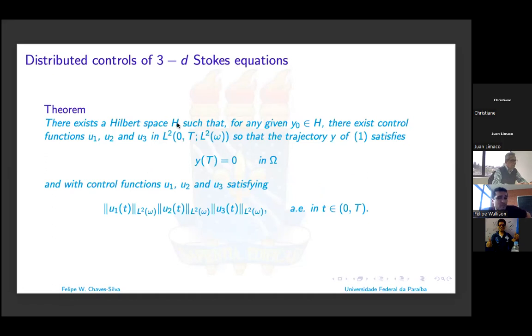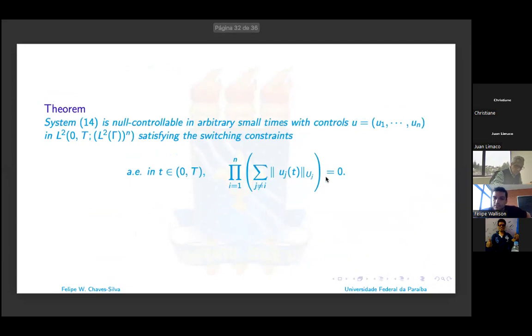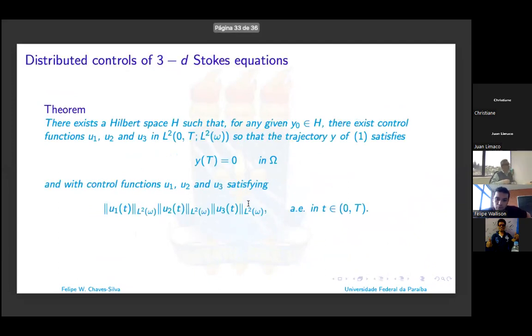There exists a Hilbert space. I don't want to specify which space H is, because you need to write this properly, but there exists a Hilbert space H such that for any initial data in that space, you can find controls. Here you can even forget U3 if you want, U1 and U2. Such that the solution of the Stokes system, the velocity field, is zero at time T, the solution is at rest, and at each time, almost everywhere, the controls are switching. So at each instant of time, only one control is active. There is an error here, of course, this is equal to zero, okay? So here it's correct, it's zero, so this should be equal to zero, okay?